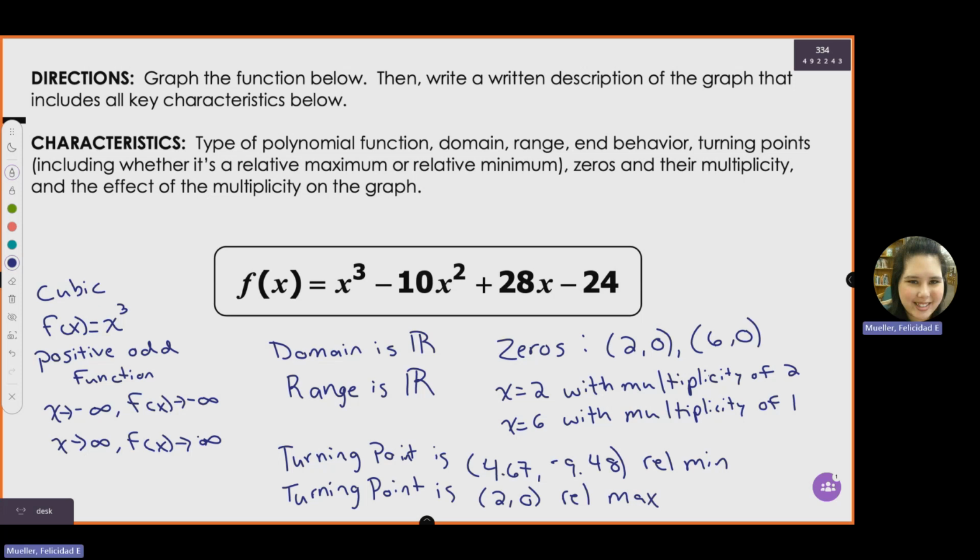Anything else that I might want to include? I could tell you that my y-intercept, this is not something we've gone over, but I do know my y-intercept is at (0, -24). That's another thing about the graph that you could tell me. But that is everything about the graph, and it's going to look like that.